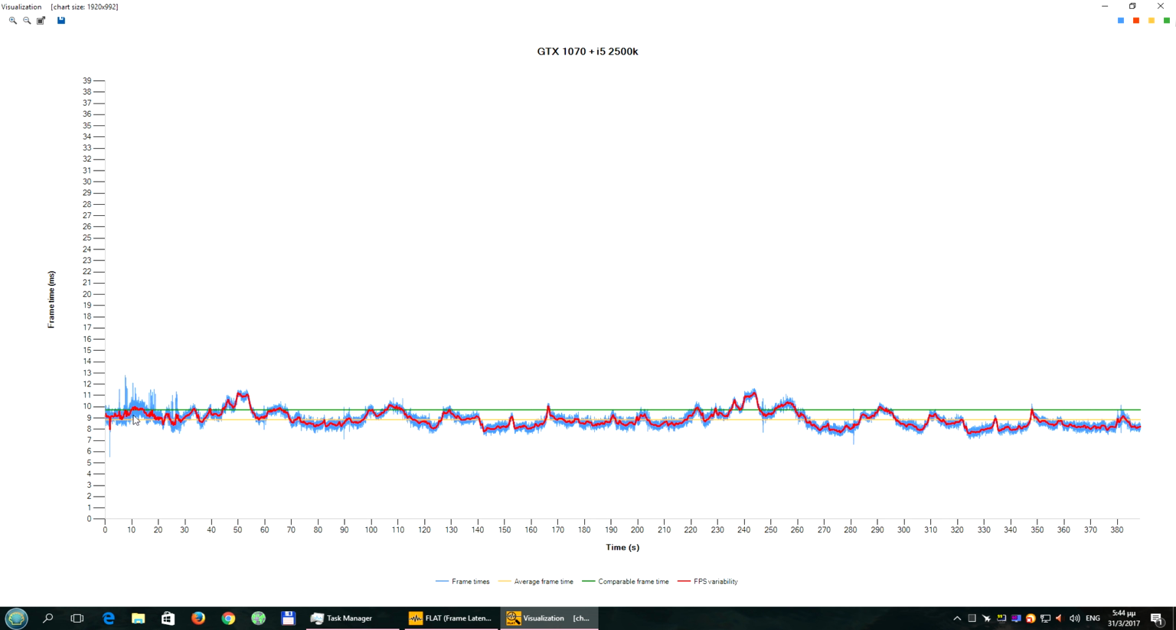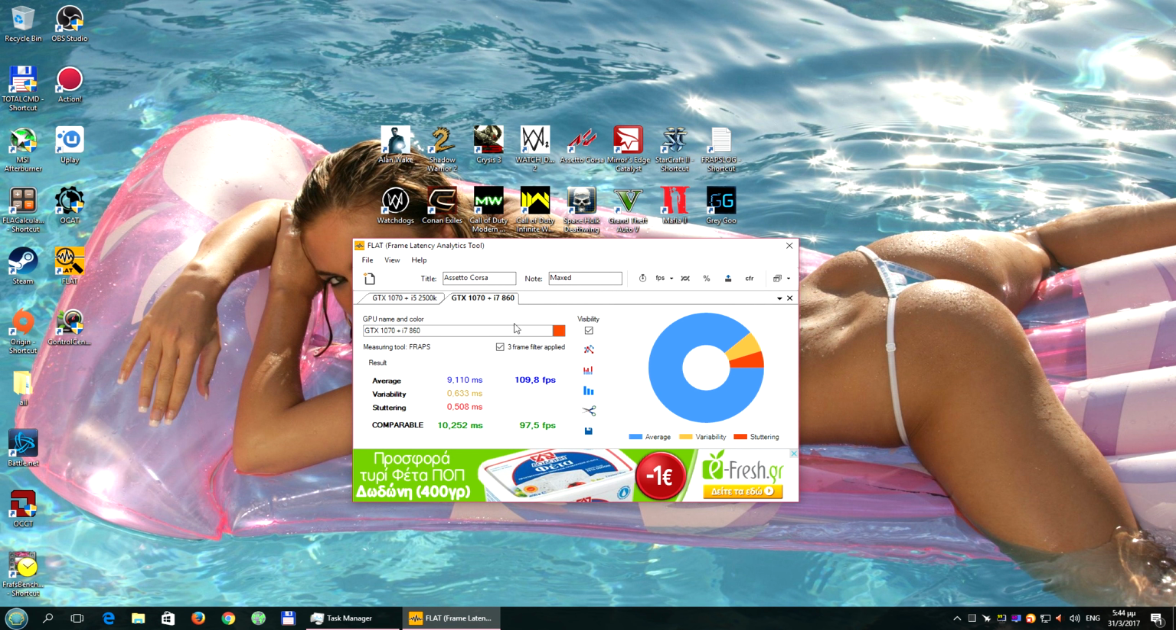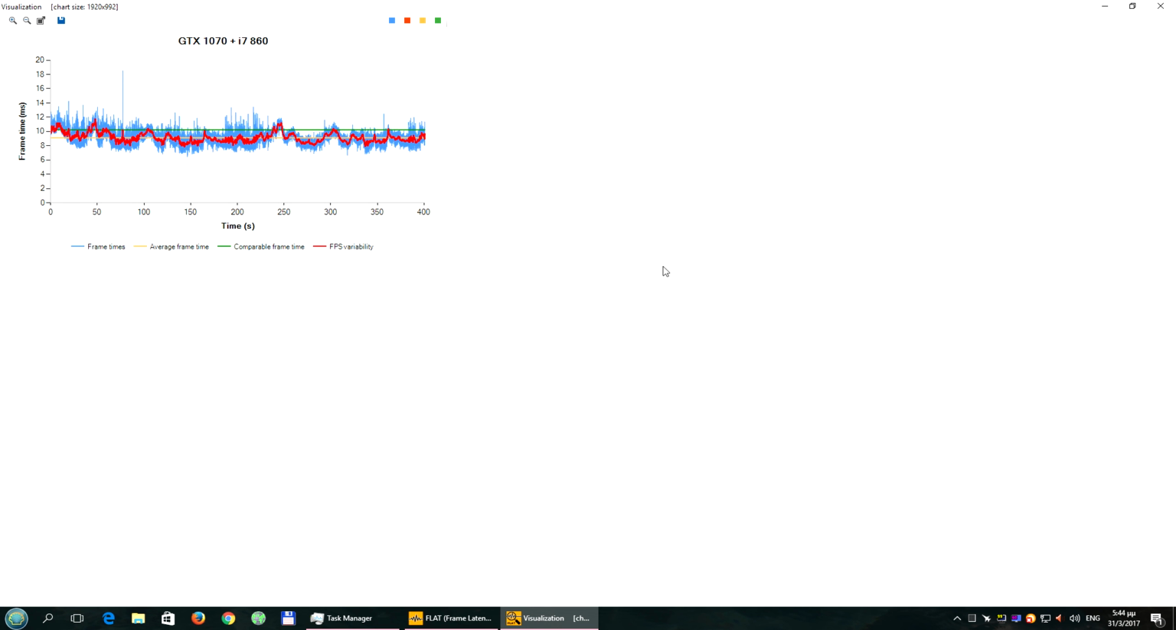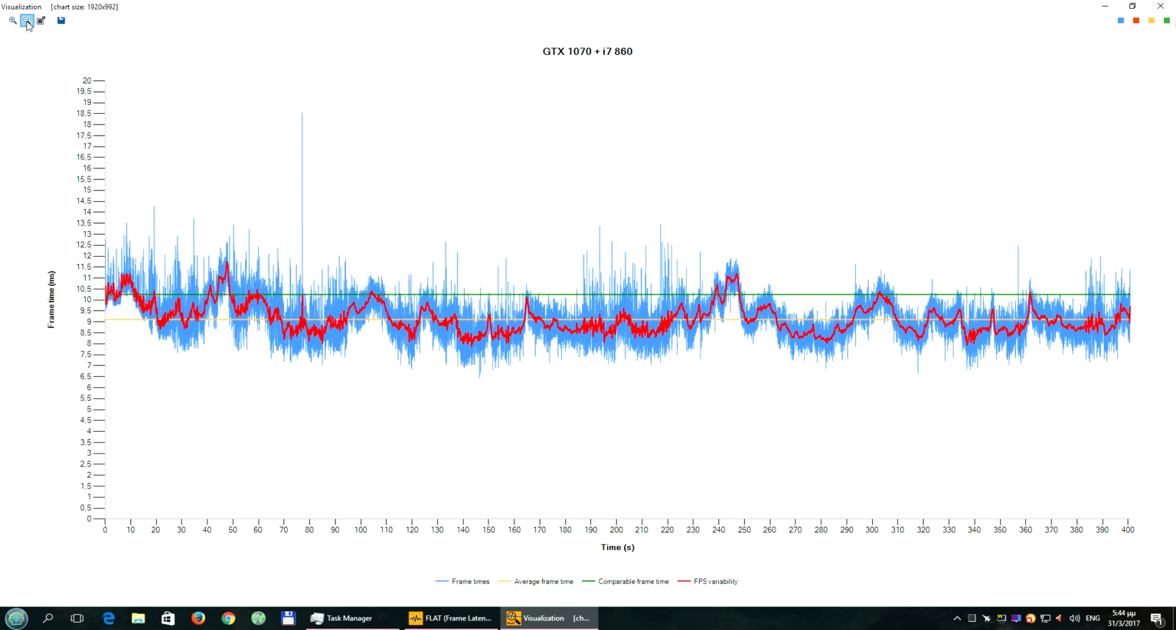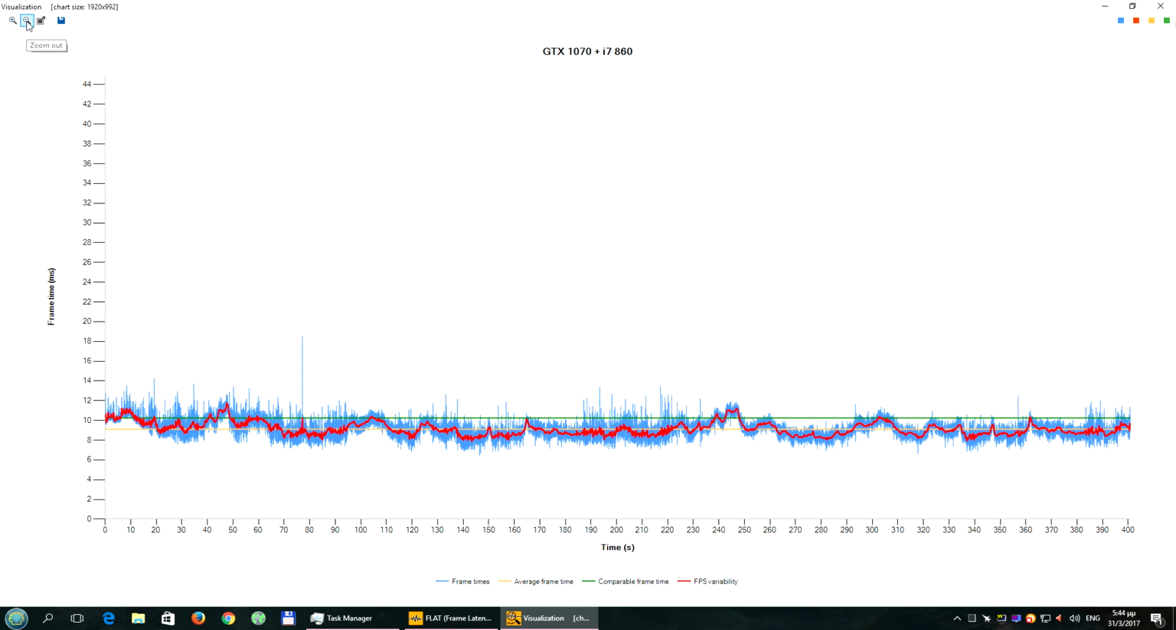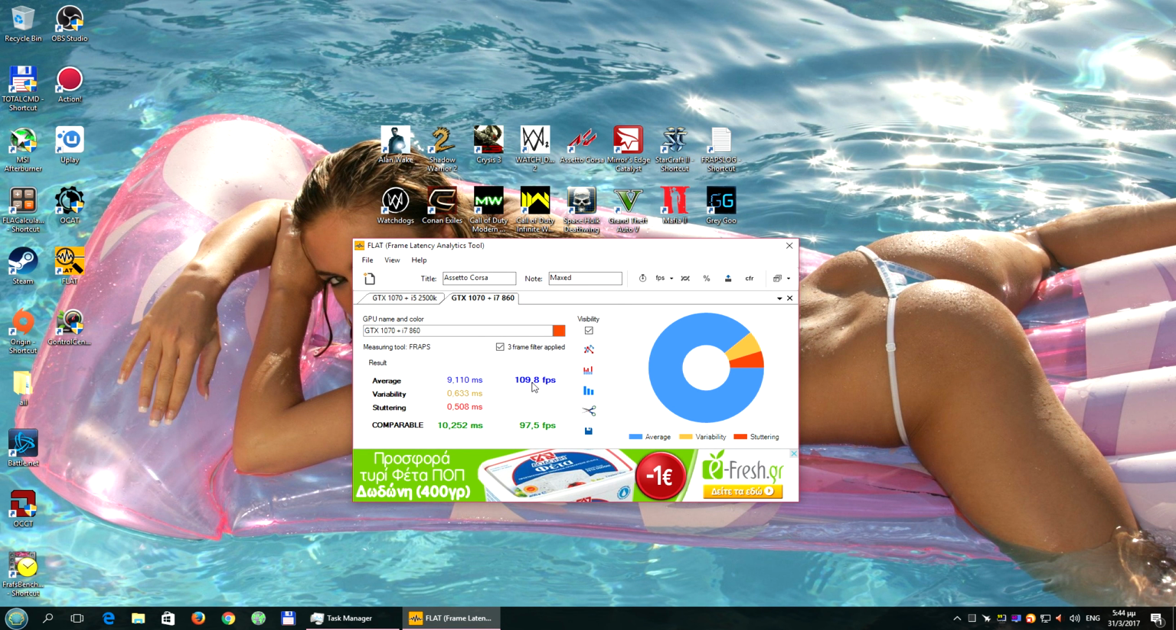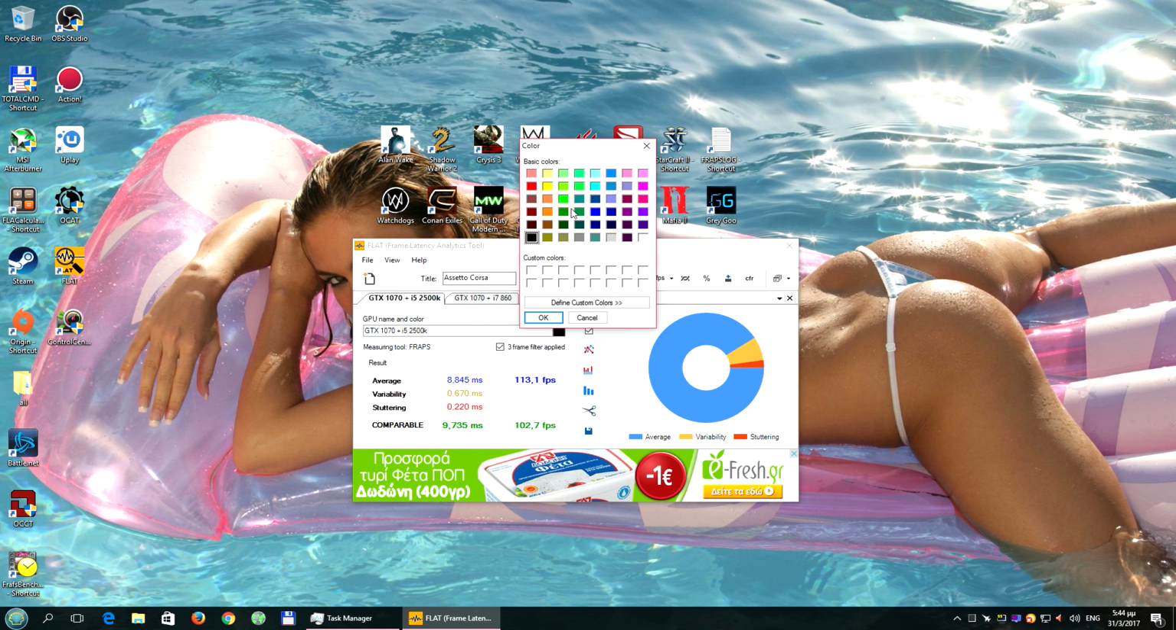Let me see if the 2500K also had these spikes in the frame times. Okay, indeed the stuttering seems to be a little less on the 2500K. Let me go back again to the 860 with the same zoom out level. Yes, the 2500K does seem to be a little smoother in delivering frame times, but overall both systems performed very nicely. Let me change that to the blue.